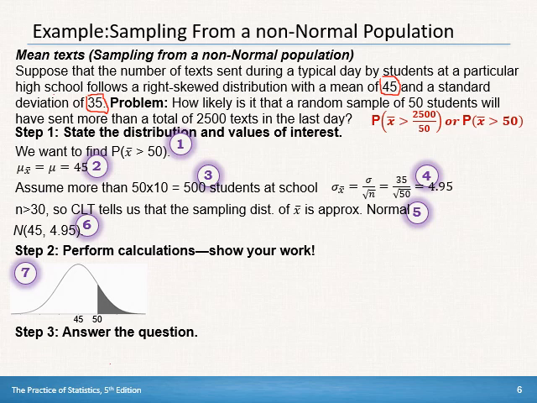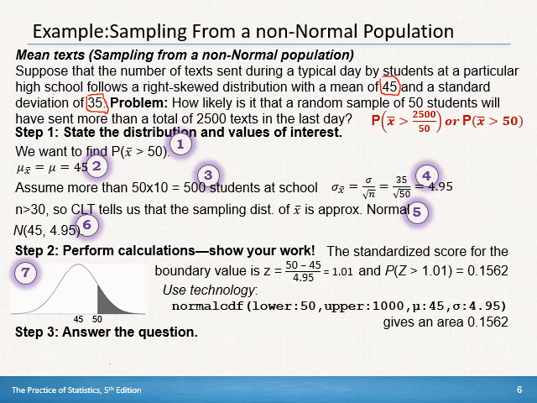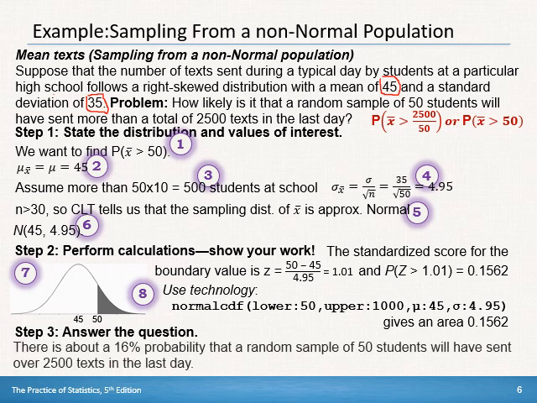And now use your calculators. I mean, you can certainly use your z-score and your z-score tables, but your normal CDF would probably be a better choice here. It seems like it's always faster. And so we get about 15.6%. And then we want to finally answer the question in the form of a sentence. All right, there is about a 16%, or if you said 15.6, that's fine too, probability that a random sample of 50 students will have sent over 2,500 texts in the last day.